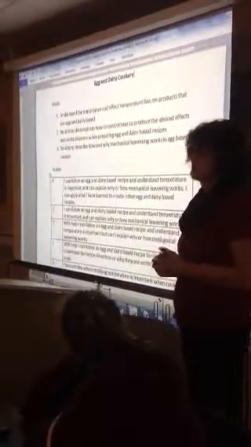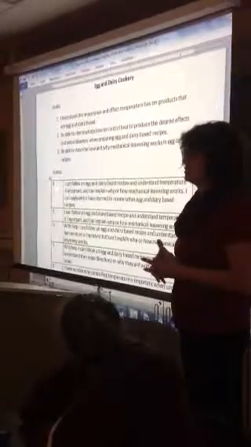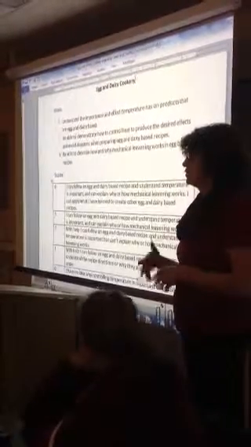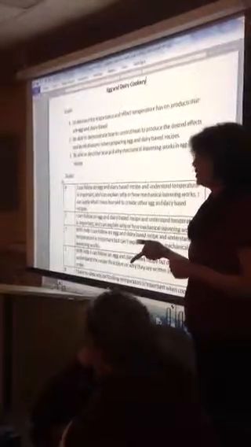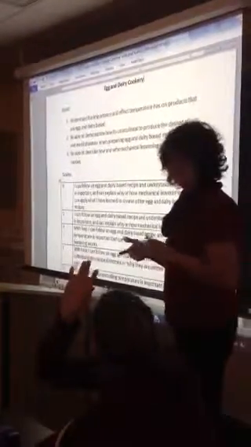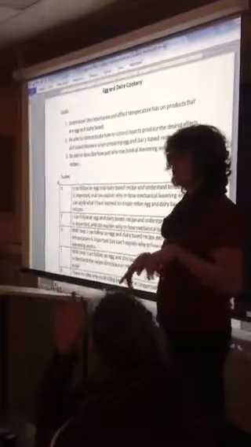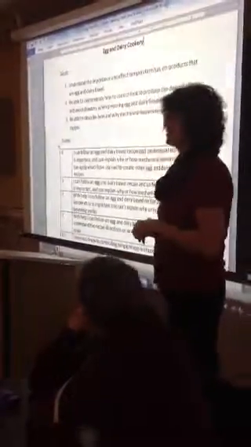From the demonstration yesterday, you can tell me one important point about temperature that you learned. Be careful when heating up milk so it doesn't burn. Why? What makes it burn? The fat going to the bottom. The protein. The protein going to the bottom.